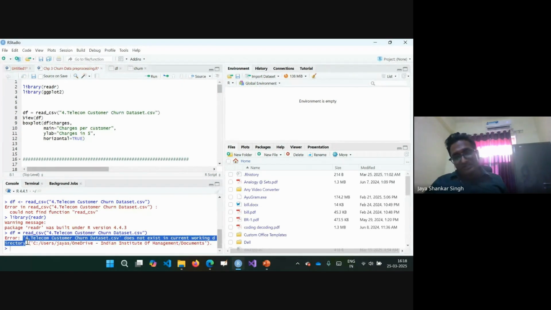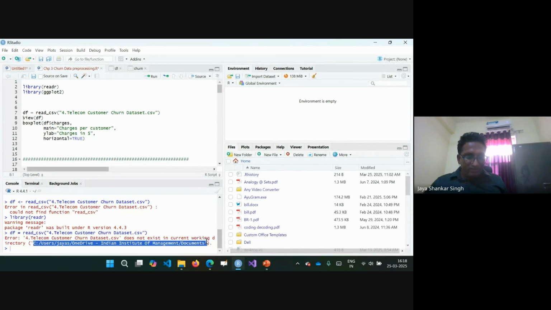Now I have to change the current working directory. Current working directory means wherever this particular section of the console is trying to locate the file. What is the current working directory? You can see here. Okay, this is my current working directory, and this console is not able to locate the file in it. Any idea how I'm supposed to change the current working directory?